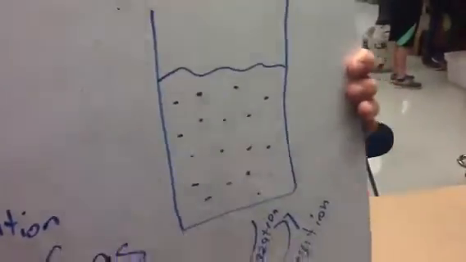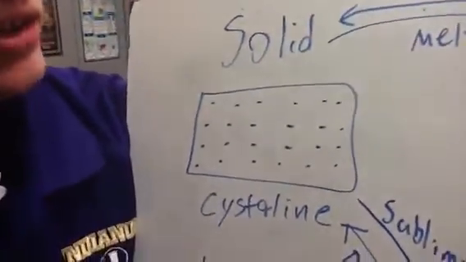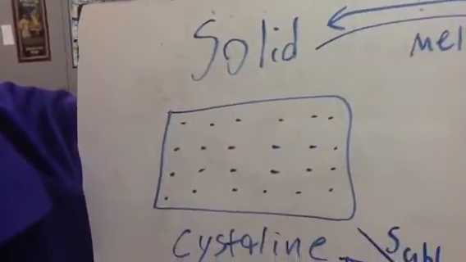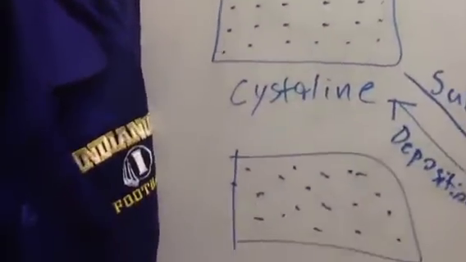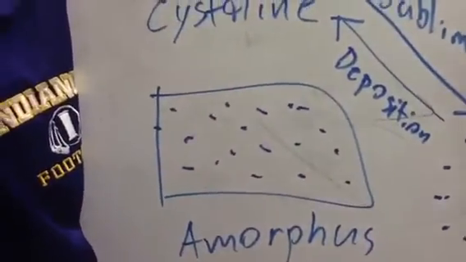It goes from a liquid to a solid. It starts freezing and goes backwards. A crystalline solid is a solid that pushes back when you hit it. An amorphous solid is a solid that does not push back. A good example of that is glass.